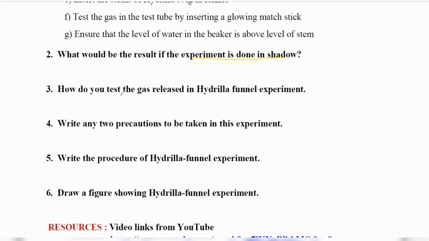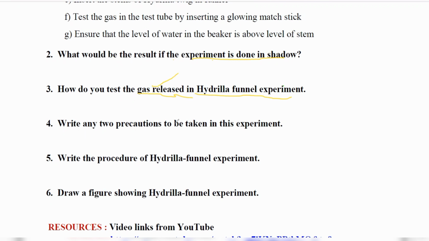Next, how do you test the gas released in the hydrilla funnel experiment? By taking a glowing matchstick and keeping it at the mouth of the test tube. When it flames vigorously and brightly, we can conclude that the released gas bubbles are oxygen.